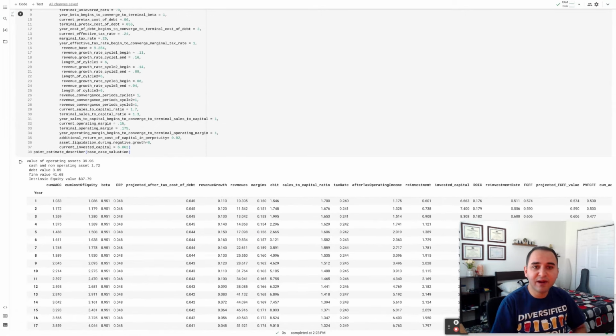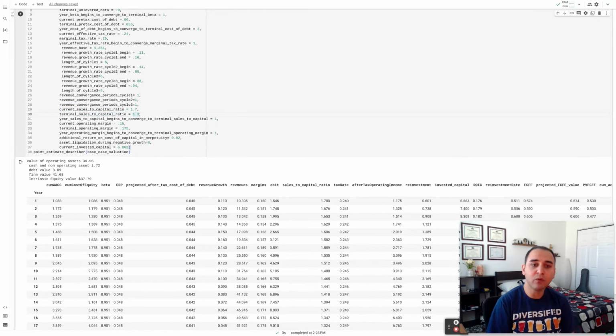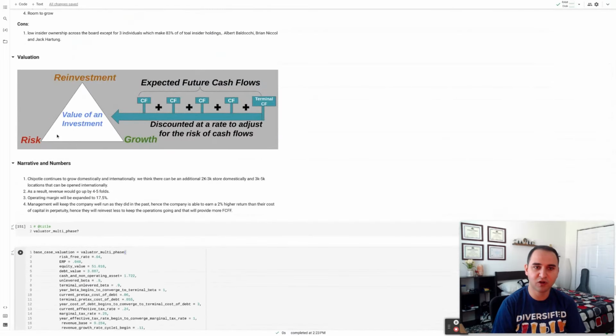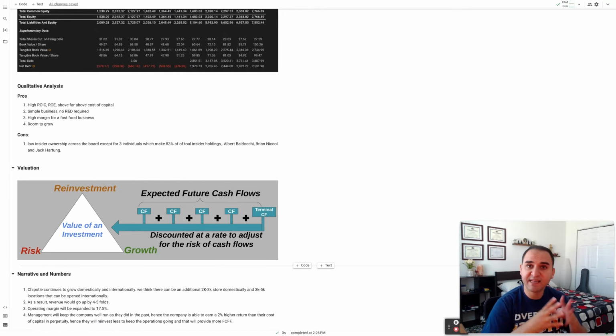The next parameter that the model has is the sales to capital ratio today and the terminal sales to capital ratio. This is supposed to take your reinvestment into account. So if we go back to your chart, we had growth, we had reinvestment, and we had risks. Again, growth is not free. In order for them to grow, they have to reinvest. And the way that the model takes that into account is based on revenue growth.